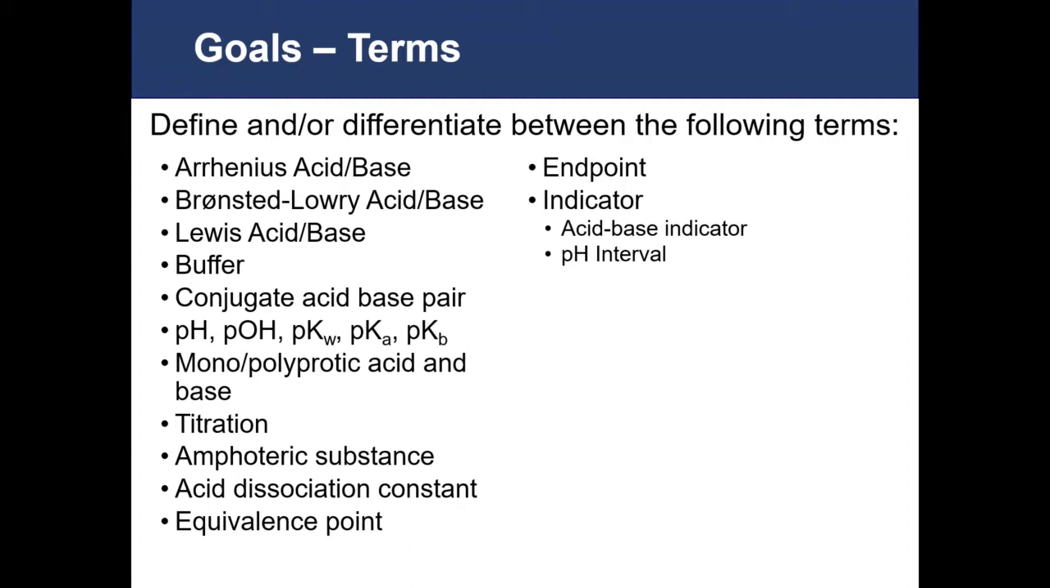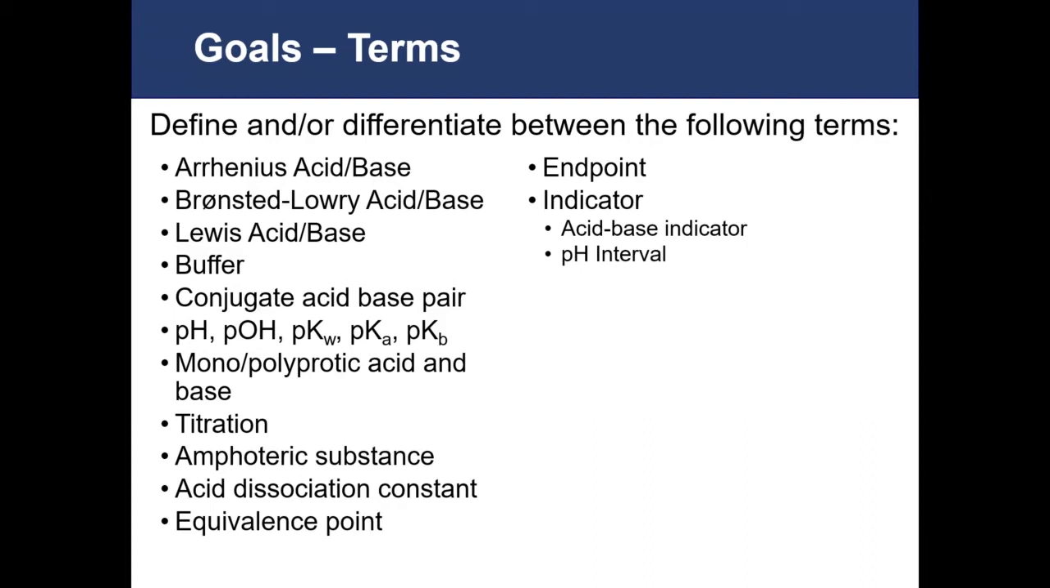You'll need to know what a buffer is, what we mean by conjugate acid-base pairs, know what the pH, pOH, pKw, pKa, and pKb are, mono and polyprotic acids and bases, what we mean by titration, what an amphoteric substance is, what the acid or base dissociation constant is, the equivalence point, what we mean by endpoint and how that differs from equivalence point, what we mean by an indicator, whether it's an acid-base indicator, or the intervals at which indicators are good for. So those are the types of things that you'll be expected to know.